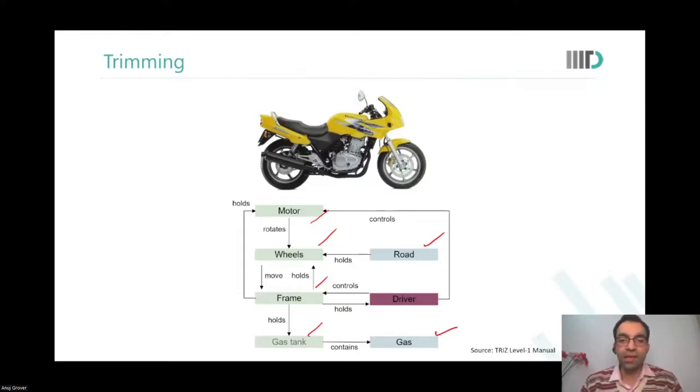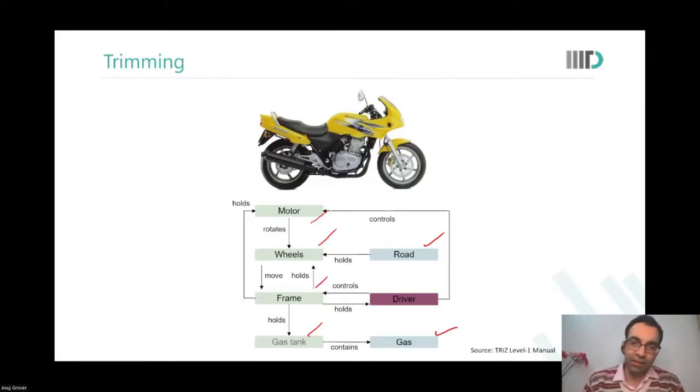Looking at the wheels, can I trim the wheels? If I remove the wheels, what will work on the road? So something, the road needs to be in contact with something which should move. So nothing else in the system, neither the frame nor the gas tank nor the motor, I would want to be in touch with the road. So the wheels also cannot be removed. Now, if I say I trim the frame, then what will hold the wheels? What will hold the gas tank? What will hold the driver? Really, so many things have to be held, the frame is needed.